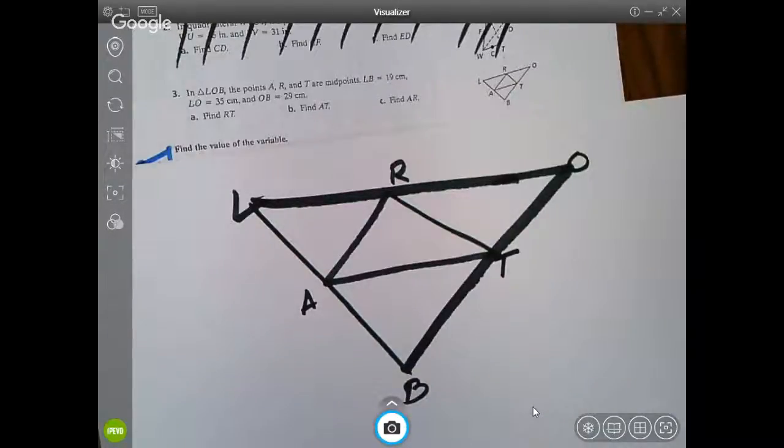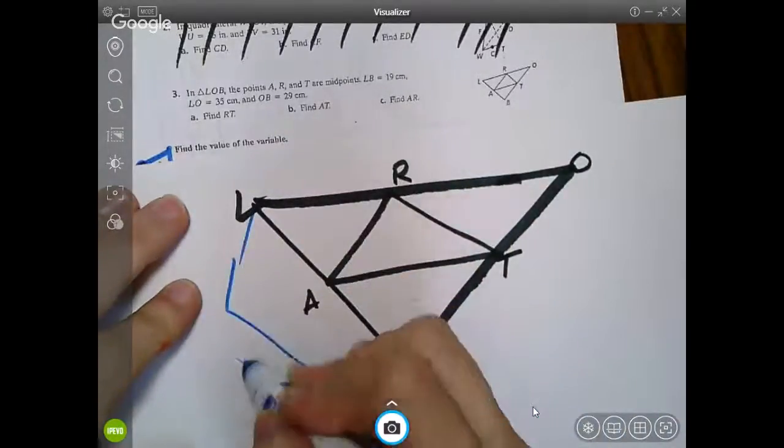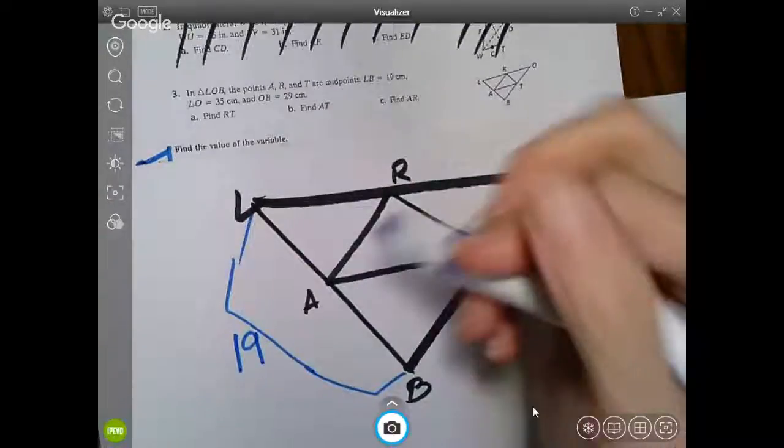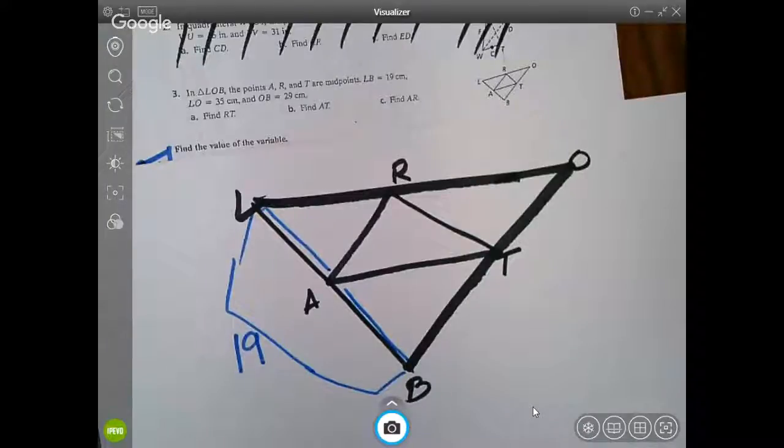Okay, so now they tell us this is different. Before, they gave us the midsegments, the inside pieces. Now they're giving us the outside pieces. So because they're giving us the outside pieces, if we go from the small to the big, we multiply by 2. So if we're going from the big to the small, what are we probably going to do? Divide by 2. So here, they tell us that LB, this whole thing is 19. So how much is each one of these little pieces if the whole thing is 19? 9.5.